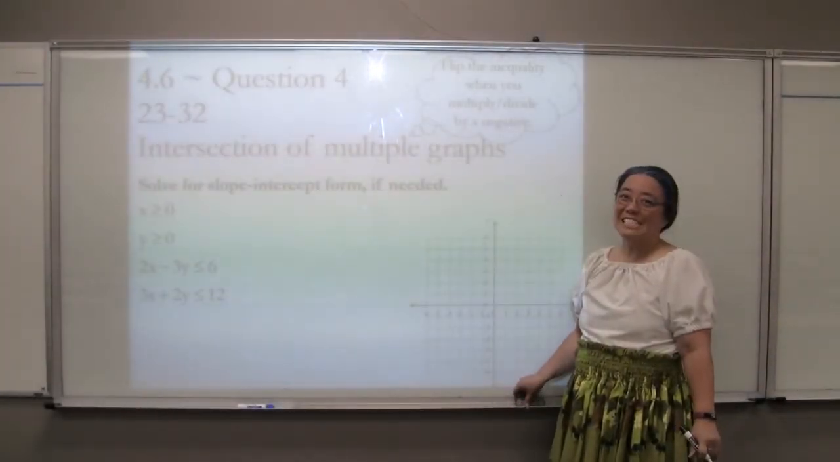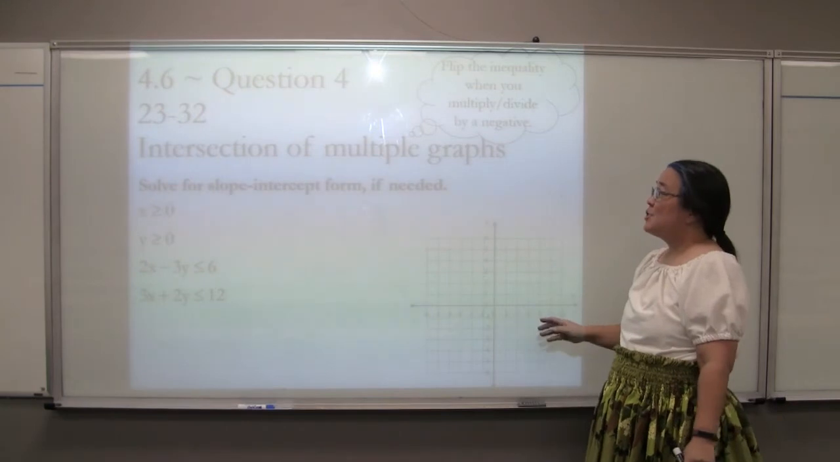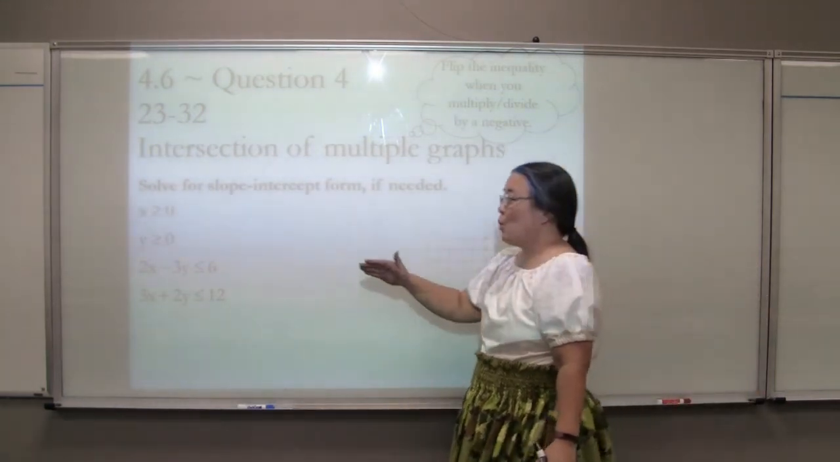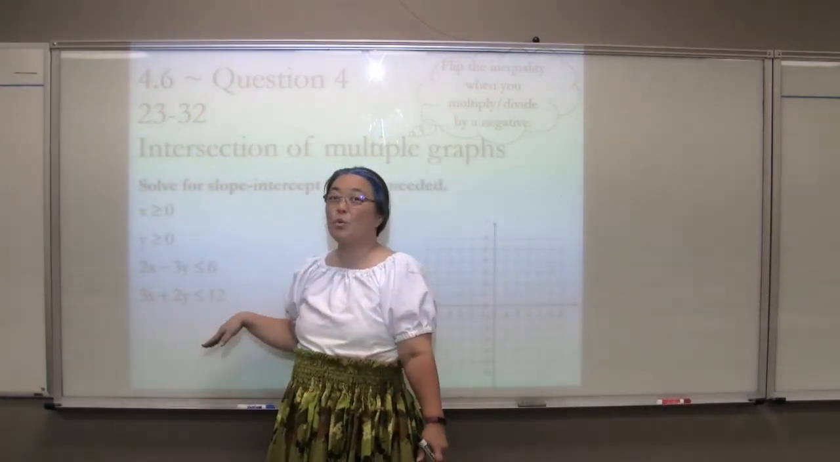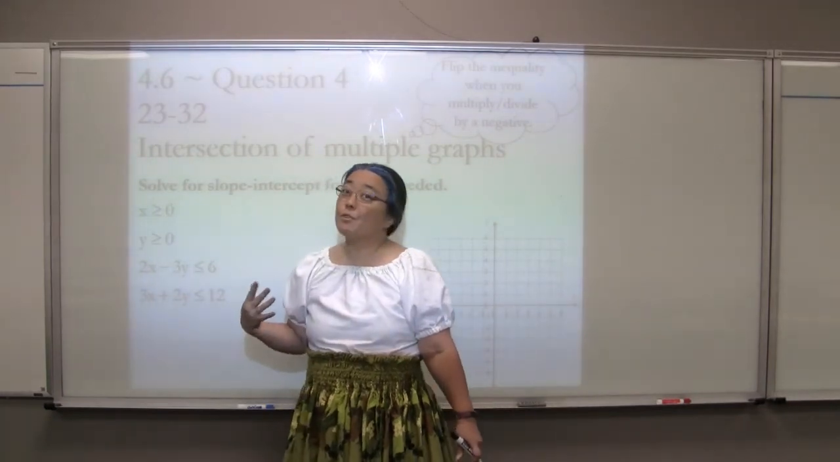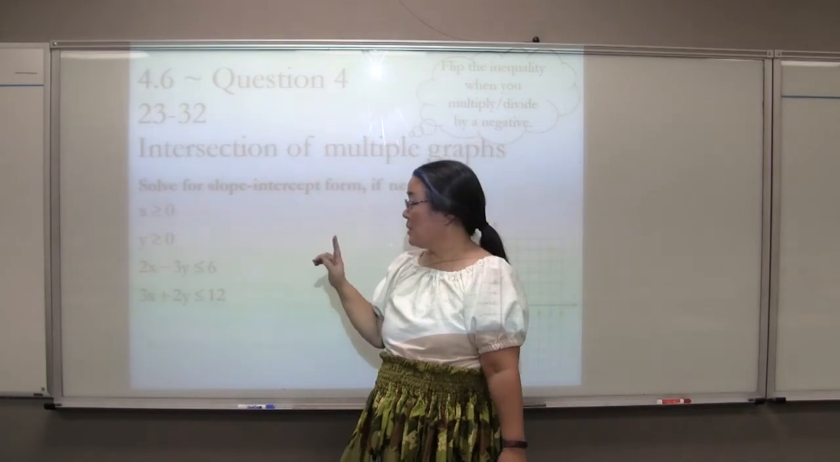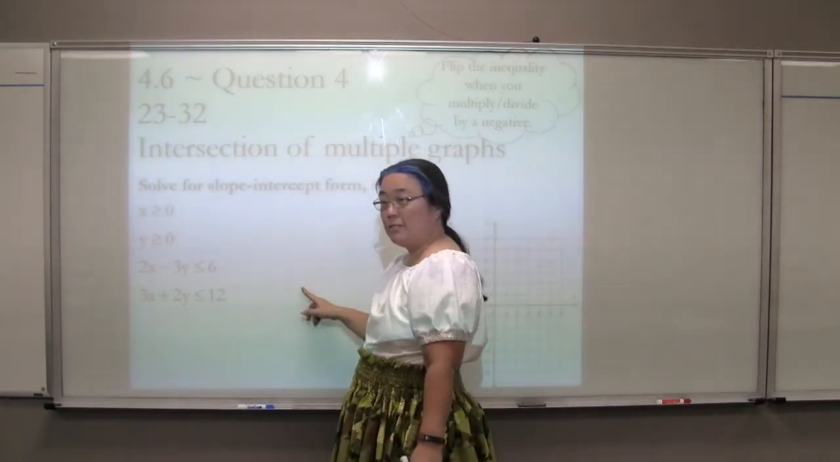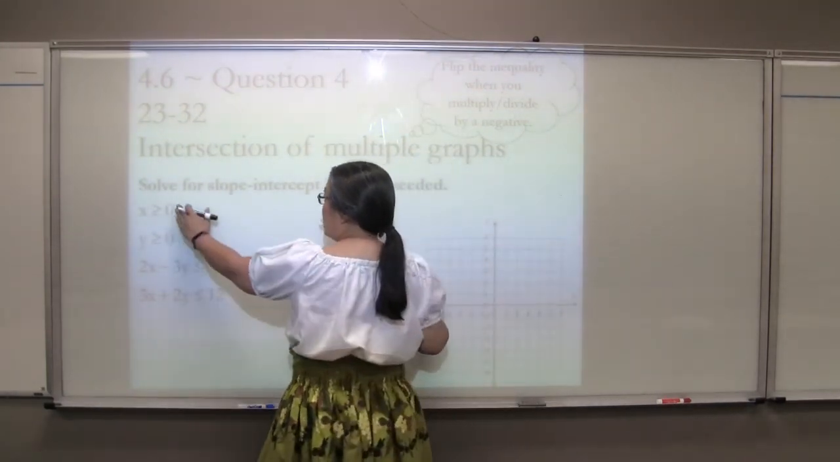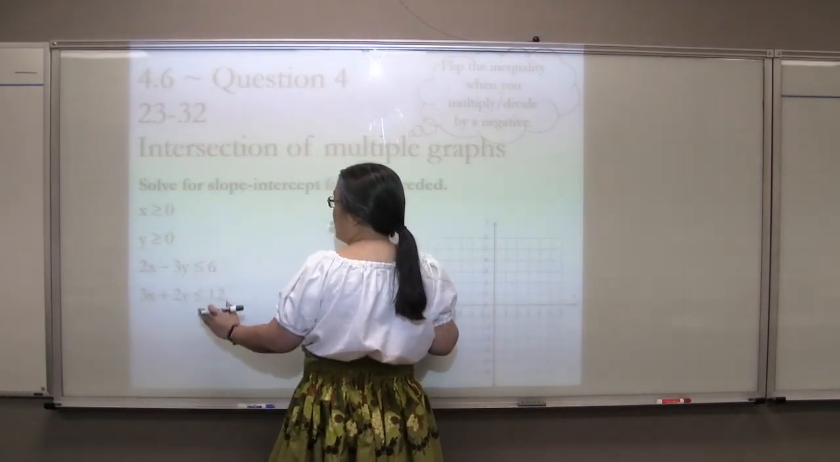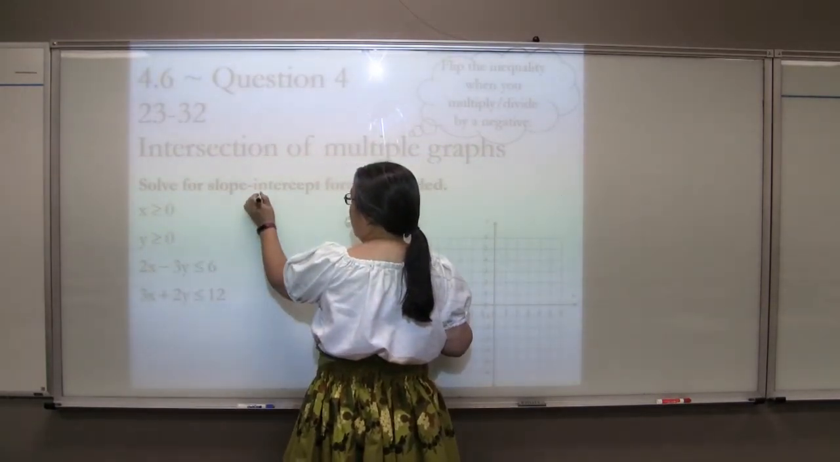Chapter 4, Section 6, Question 4. The intersection of multiple graphs. 1, 2, 3, 4. We have 4 graphs. We're going to have to graph all 4 lines in order to get our answer. This is going to be fairly confusing. So this one is already solved for x, this one is already solved for y. I need to solve this one for y.